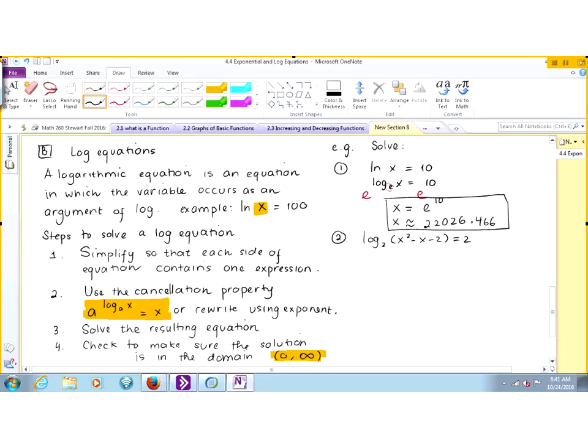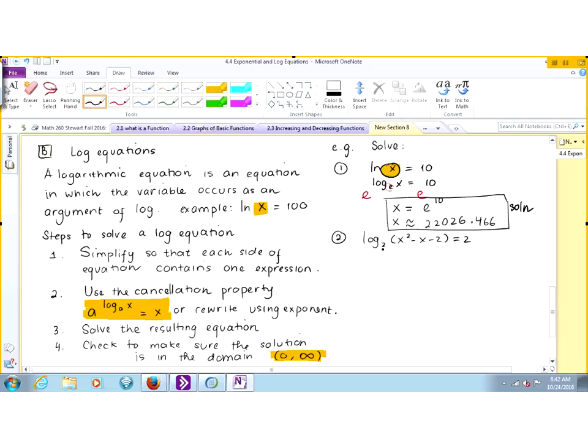Oh, we have to check. If I substitute 22,00266 here, is this in the domain? Is it positive? When I substitute here, is it positive? Yes. So yes, this is a solution. So make sure when we substitute x back here, it is positive. Otherwise, it's not a solution. So let's do the next one.